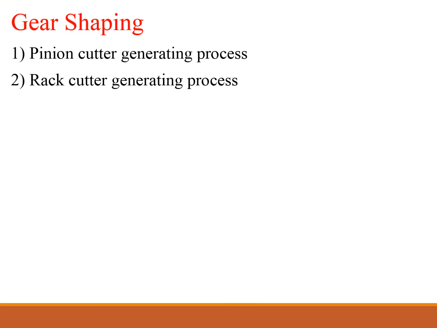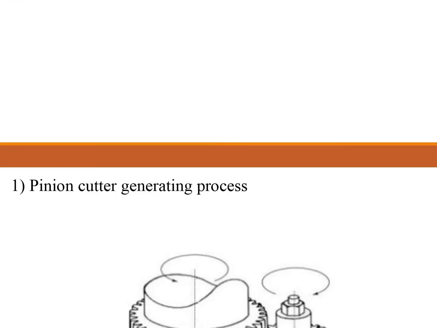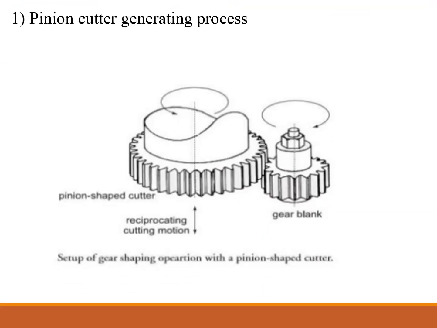Gear shaping. There are two types of gear shaping process: one, pinion cutter generating process, and second, rack cutter generating process. Pinion cutter generating process. This modification of the gear shaping process is defined as a process for generating gear teeth by a rotating and reciprocating pinion shaped cutter. The cutter axis is parallel to the gear axis.